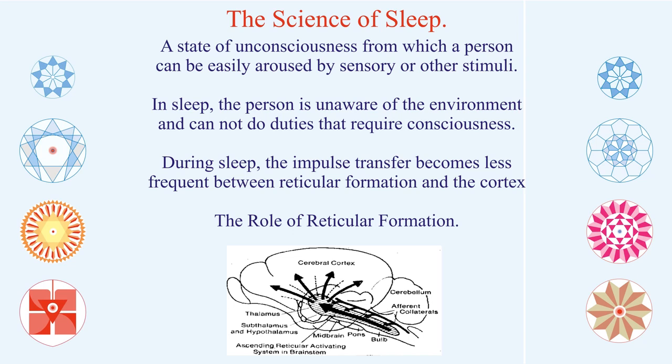The role of reticular formation, the picture has been described right at bottom. You can see the cerebral cortex, you can see cerebellum, but in the brain stem, midbrain, pons, and medulla oblongata, there is a circular structure which is called reticular formation. Thalamus is on top of it, so is hypothalamus and subthalamic structures. There is something called the ascending reticular activating system in the brainstem, which is responsible for wakefulness according to medical sciences.